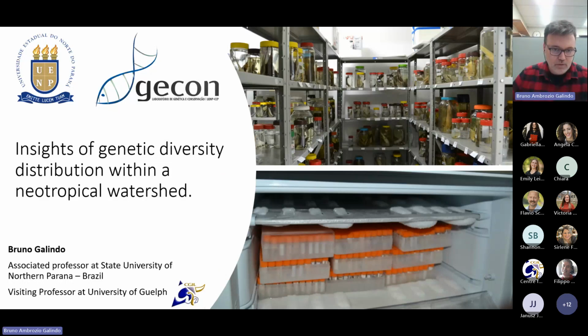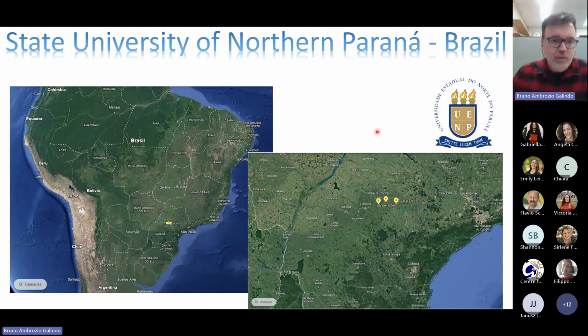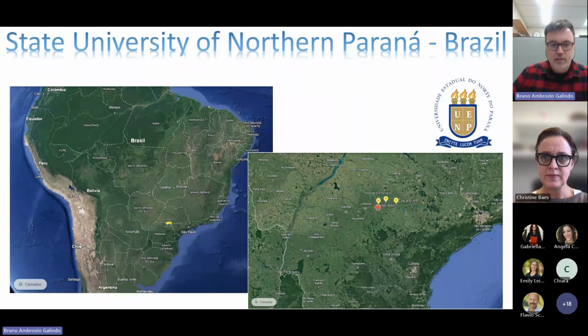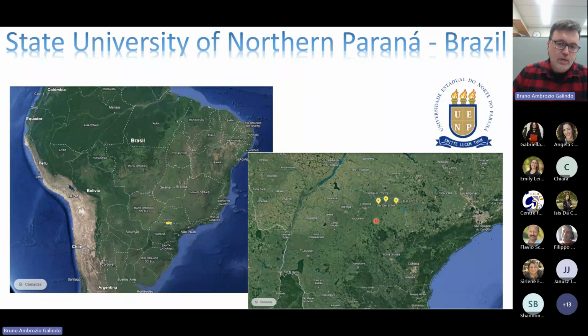So I bring here two maps. This map shows Brazil, South America, and here I have the Paraná state. If we zoom in, we can see the Paraná state, and my university is located in the north of Paraná. We have three campuses: Cornélio Procópio, Bandeirantes, and Jacarezinho. We have about 5,000 students and 500 faculty, just as a little introduction.